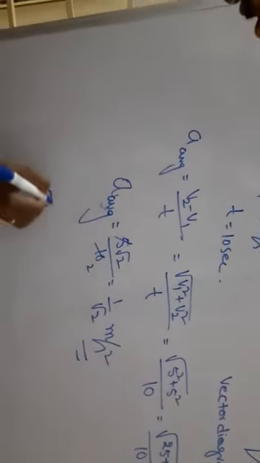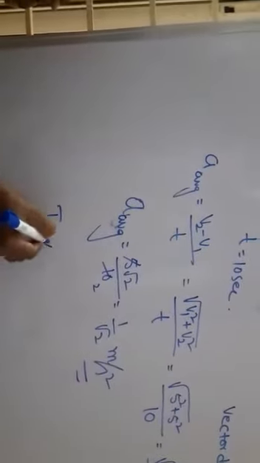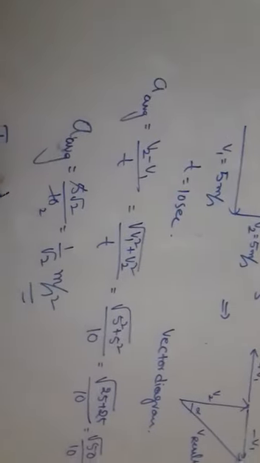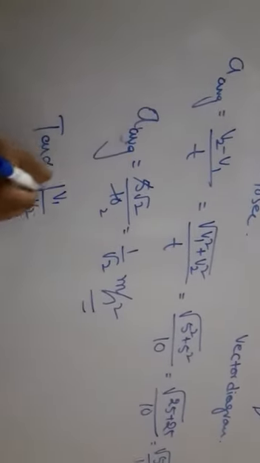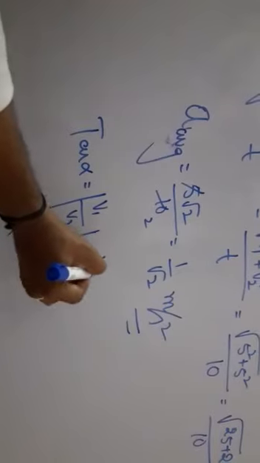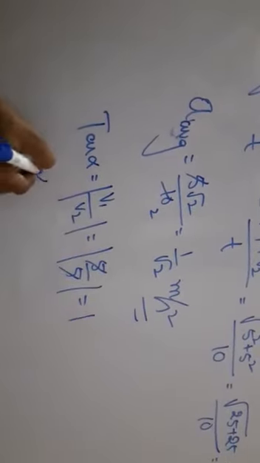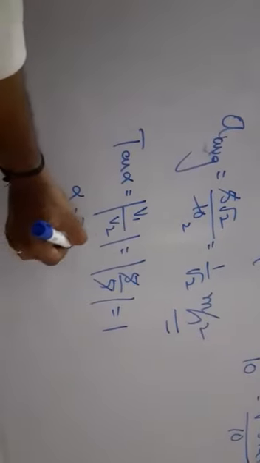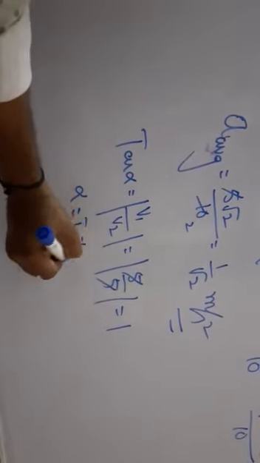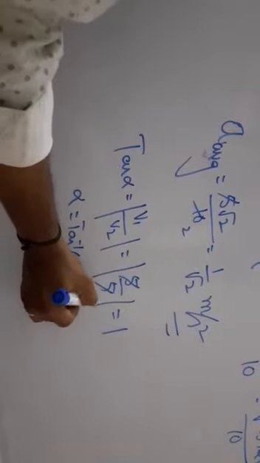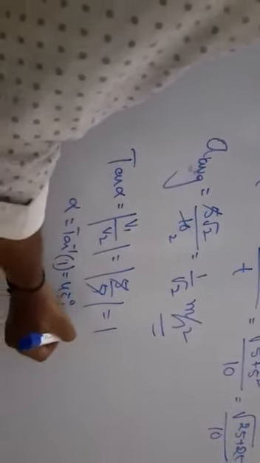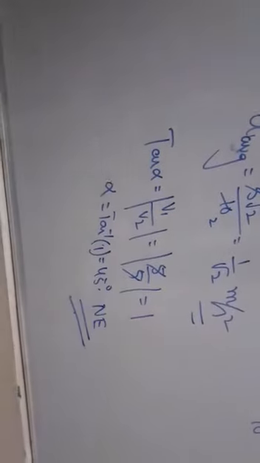Direction: tan alpha is equal to opposite side by adjacent side, v1 by v2. Here v1 is 5 and v2 is also 5, therefore 1. Alpha is equal to tan inverse of 1, which is 45 degrees. The direction is northeast.